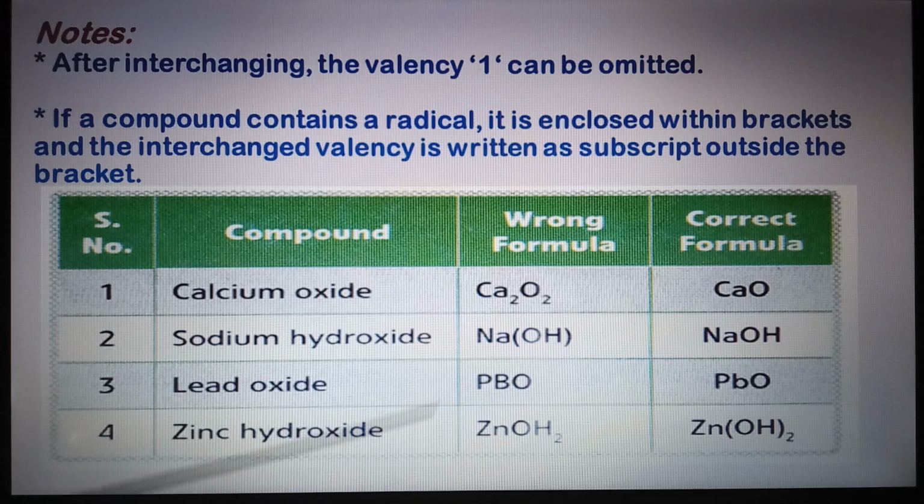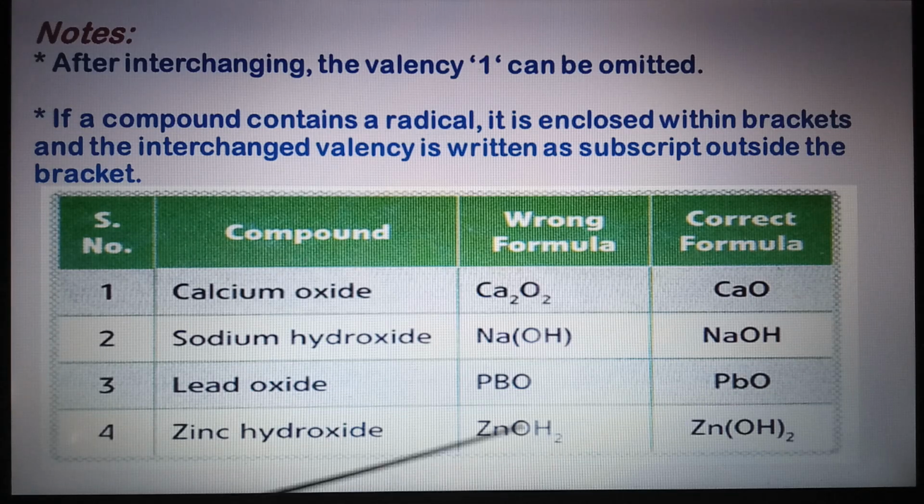Lead oxide, this is actually a wrong formula because lead is capital P, small b, so it is capital P and small b, and O. Both have valency 2, 2, after cross multiplying, interchanging, both get cancelled, and hence it is PbO.